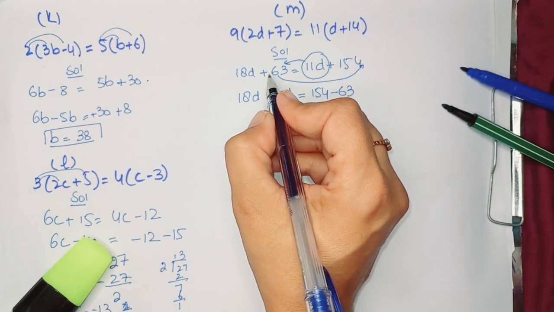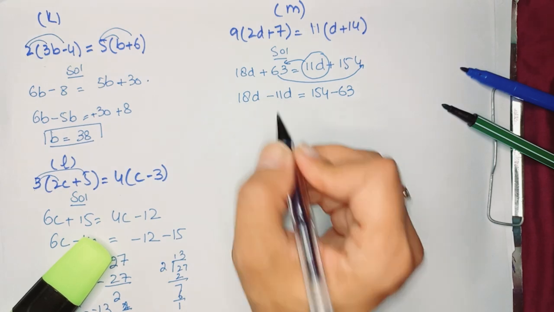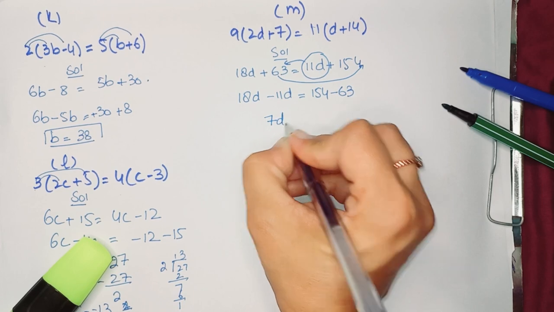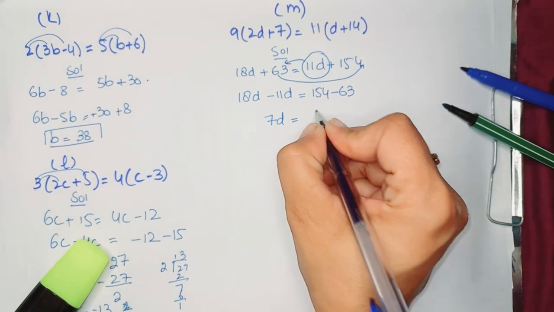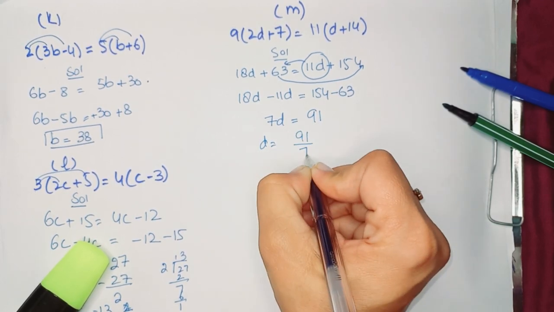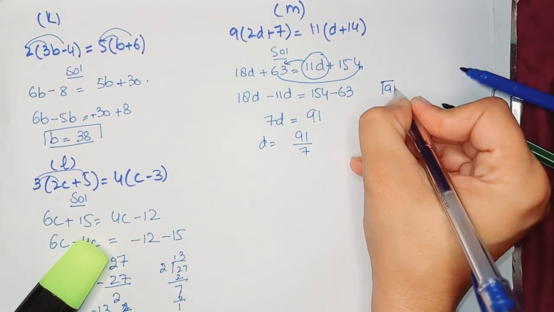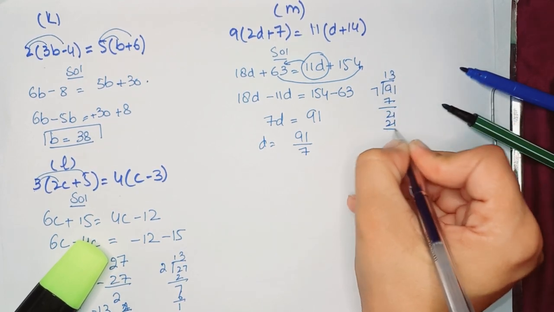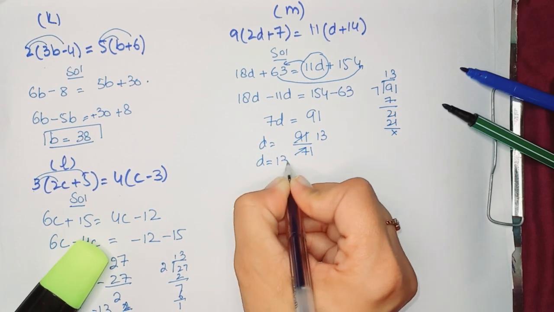I have eliminated this from here and shifted it to the other side, the right side. Now 18 minus 11, it will give you 7d. On the right, 154 minus 63, 91. Now d equals 91 by 7, because I have eliminated the 7. I will divide it, so 7, 13 times. So d equals 13.